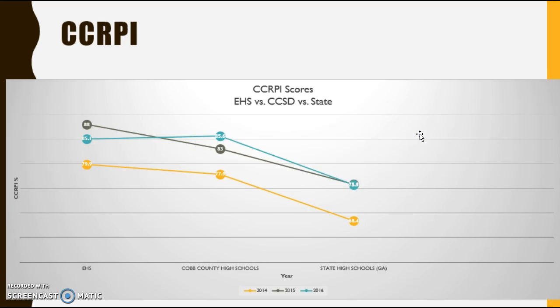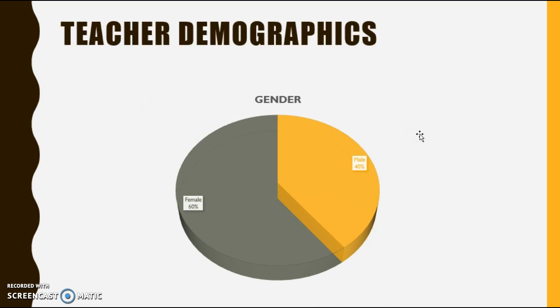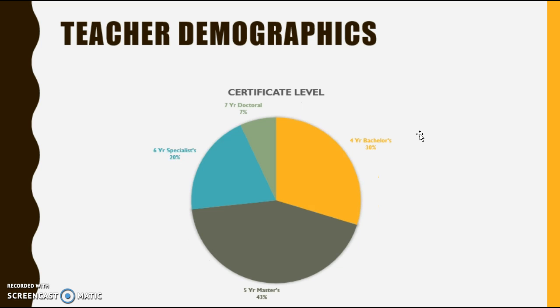Here's how our CCRPI score compares to state and district over the last 3 years. Teacher demographics: we have majority female teachers. We have 131 total teachers at our school. We have 2 on provisional licenses. 39 teachers have their bachelor's degree, 57 have their master's, 26 teachers with their specialist degree, and 9 teachers with their doctorates.